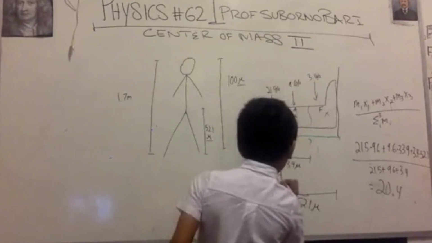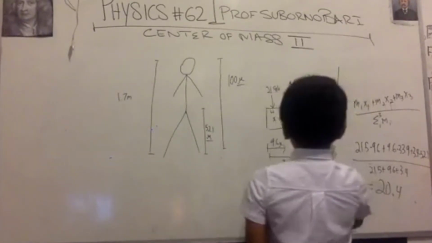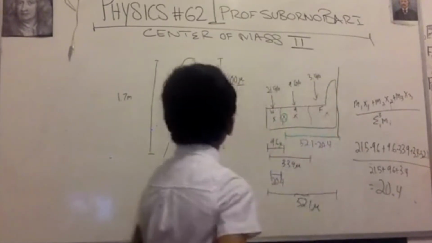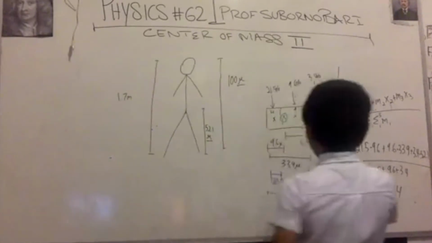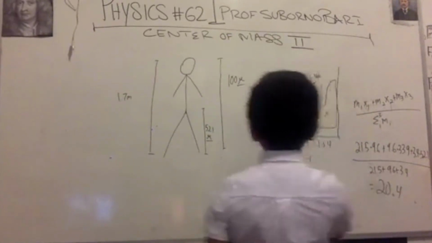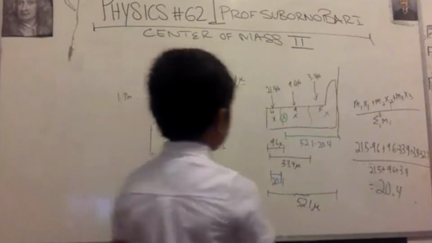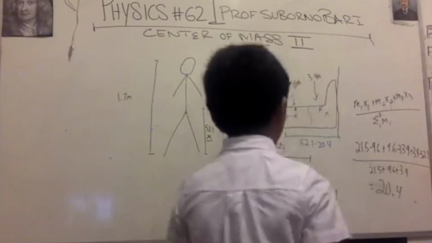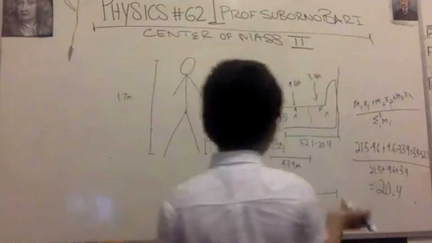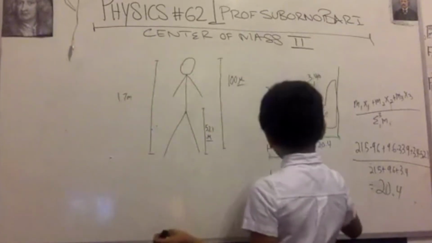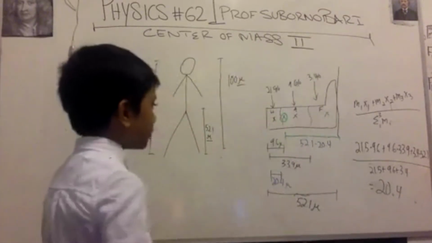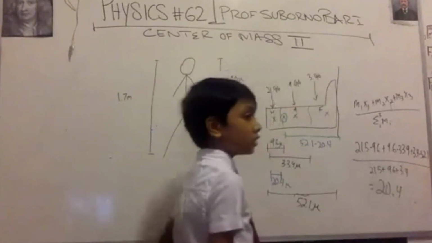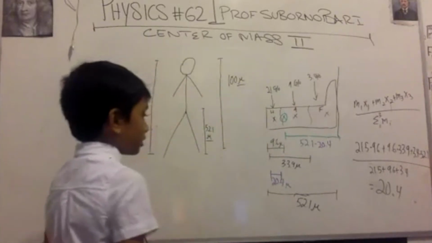We know that this is 20.4, and now we compute 52.1 minus 20.4, because the whole hip height is 52.1, and 20.4 is the height of the center of mass relative to the hip height. From here to here is 20.4. It's not to scale, but you can understand what I mean. So 52.1 minus 20.4. Somebody do that. I got 30.8.